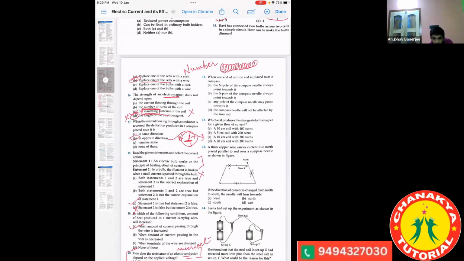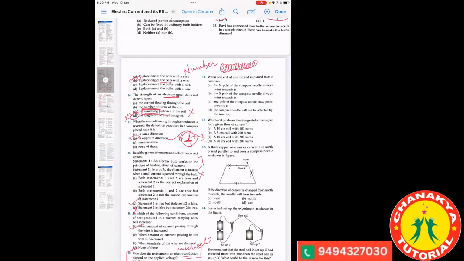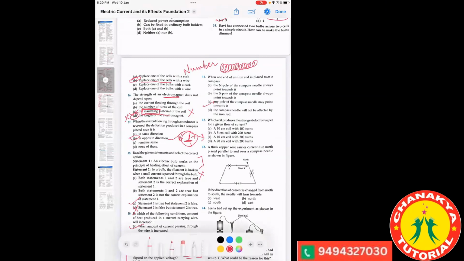In question number 41, it is written, when one end of an iron rod is placed near a compass. I have written option C. So when one end of an iron rod is placed near a compass, we are not aware which side we are keeping. In that case, any pole of the compass needle may point towards it, whether it is the south pole or the north pole. So our correct answer is C only.